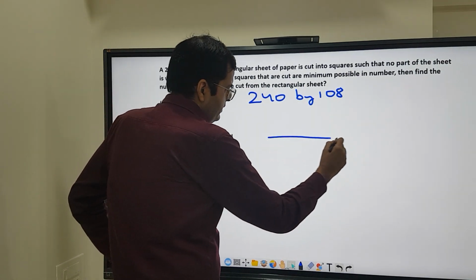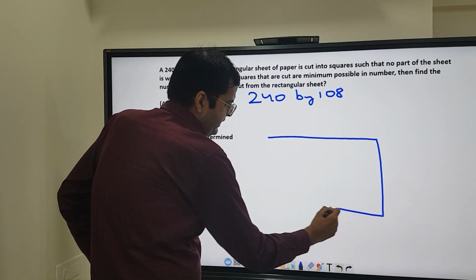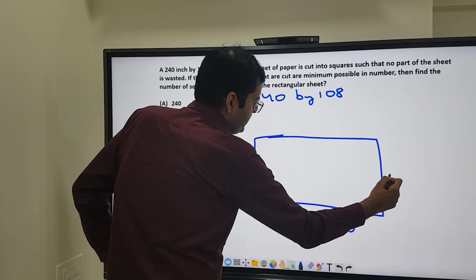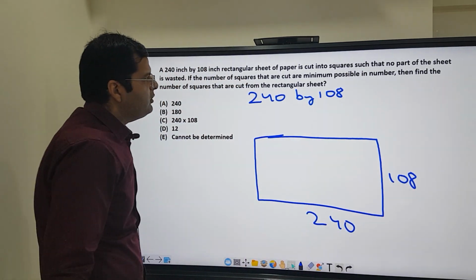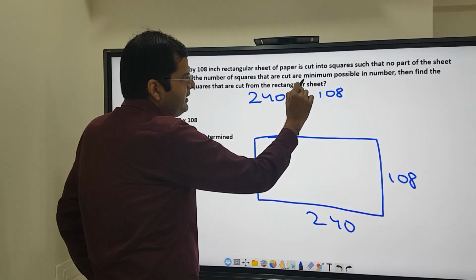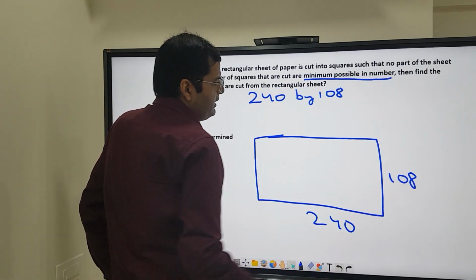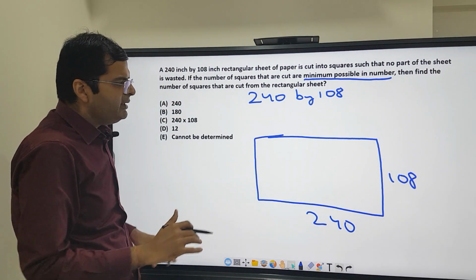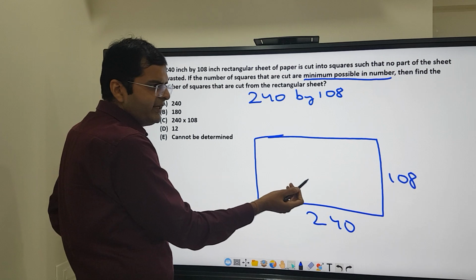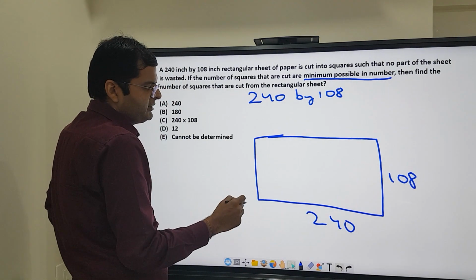Now, let this be the rectangular sheet that we have. Let this side be 240 and let this be 108. To get the minimum possible number of squares, the square that is cut has to be the largest. Only then is it the minimum possible number of squares.